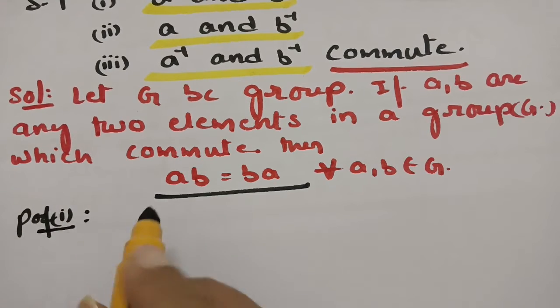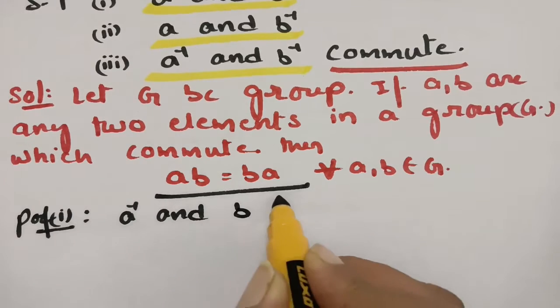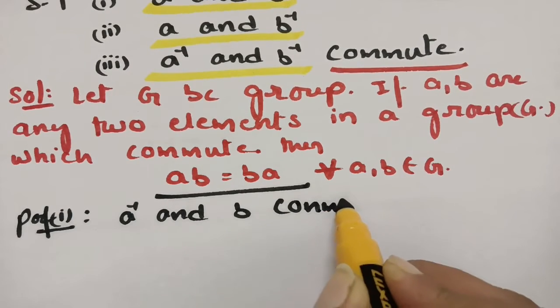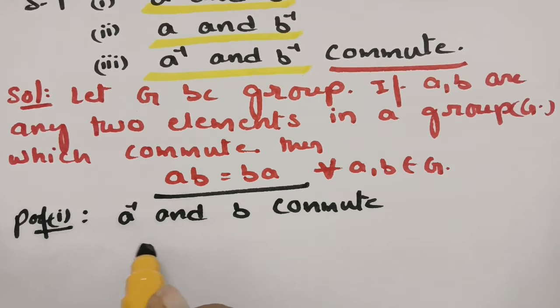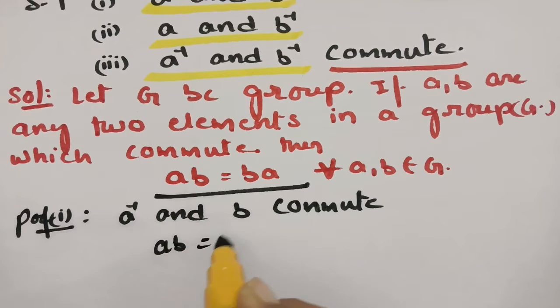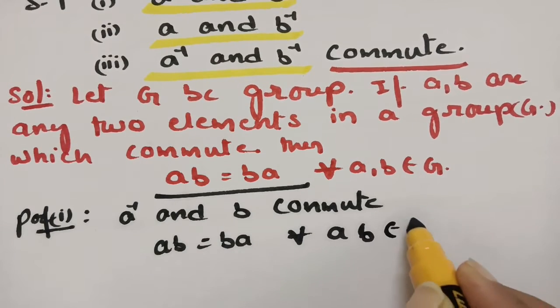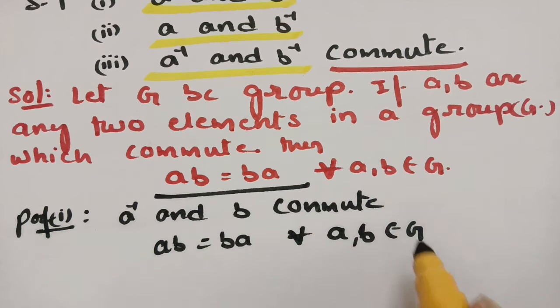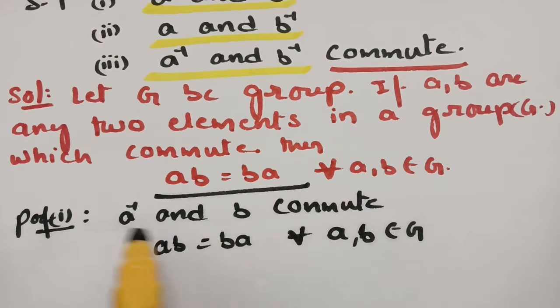So we have to show that A inverse and B commute, that is, that this satisfies the commutative law. For that, what is needed here? It is already given that AB is equal to BA for every A, B belonging to group G. So in a group G, A and B commute with each other, that is AB is equal to BA. Now I need to show that A inverse and B commute.